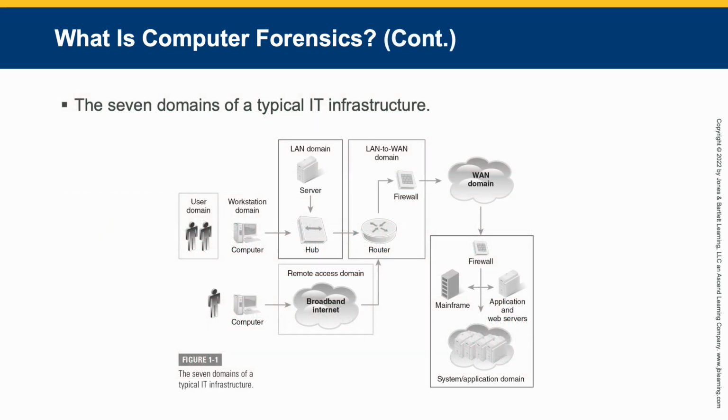The 7 domains of a typical IT infrastructure: the user domain, where all the users are involved; the workstation domain, where you actually work; and then the local area network within your organization. Then when you enter the wide area network domain, you are working with interconnected offices, and you might be using broadband internet as well. So these are the 7 domains. This picture has all 7 domains mentioned in the typical IT infrastructure.